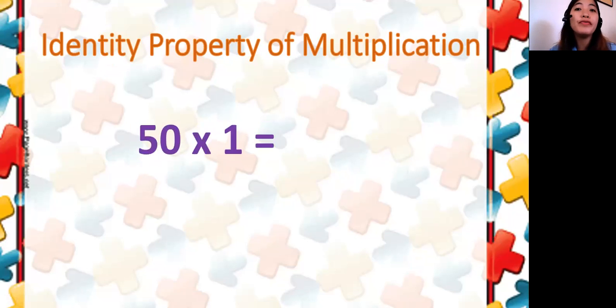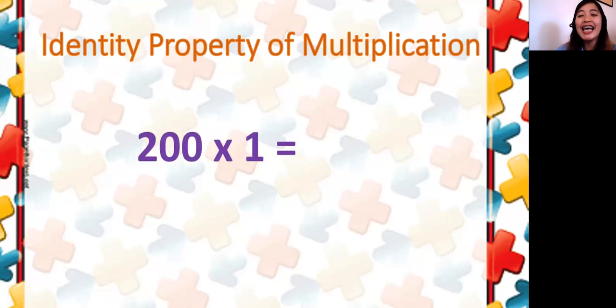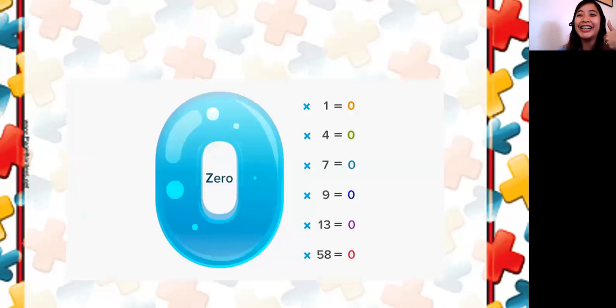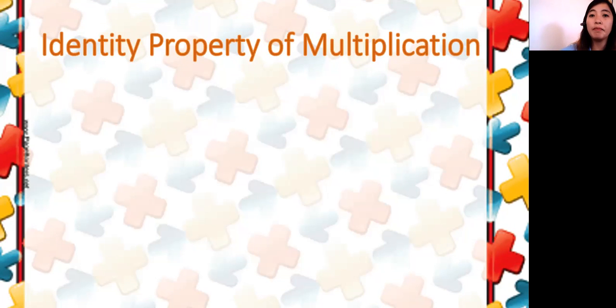25. How about 50 times 1? What's your answer? Okay, 50 is right. And how about 200 times 1? Answer? Louder. 200. Very good. Okay, good job. So that is identity property of multiplication. No matter how big the number is, as long as you multiplied it by 1, the answer will still be the number itself. Okay, let's go with the next one.